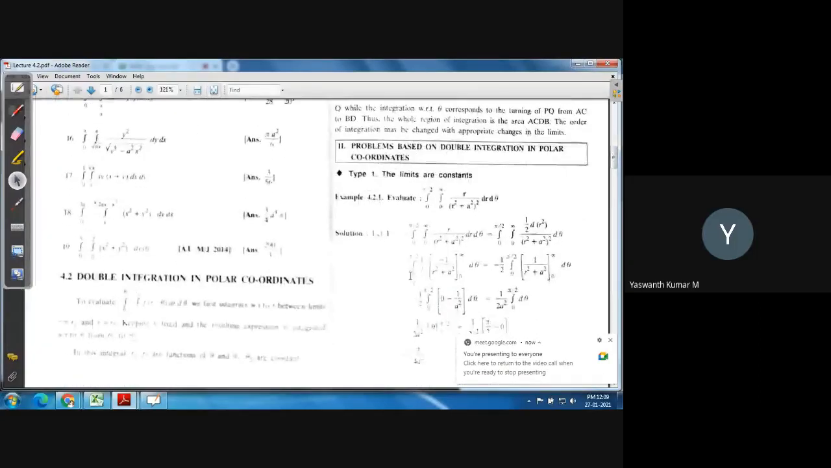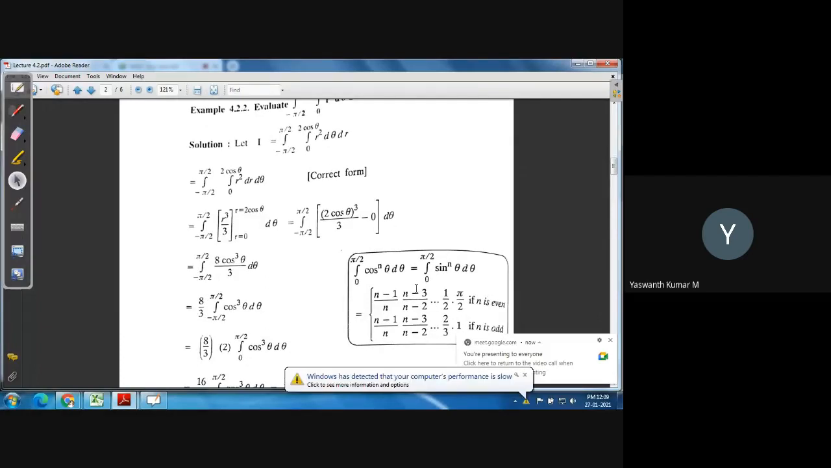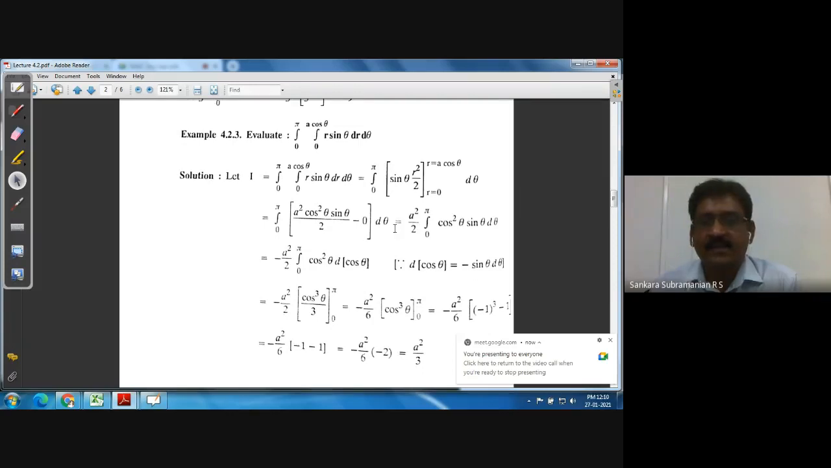Limit change பண்ணலாம். Limits change பண்ணணும். Okay, r square by 2 போட்டாச்சு. r square theta வந்துருச்சு. இந்த இடத்துல அவன் என்ன பண்ணியிருக்கிறான்னா udv ஃபார்முலா போட்டிருக்கிறான்: uv minus integral v du.